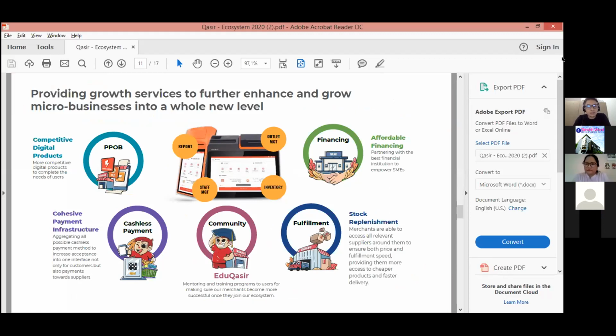Okay, next please. So yeah, this is our ecosystem. We have cashless payment. We also have a community academy, which we call Edukasir. It is education, because education is important for MSMEs to know how important transaction recording is, and also stock replenishment. And the last one is affordable financing that is accurate for them to grow their business. Okay, next please.